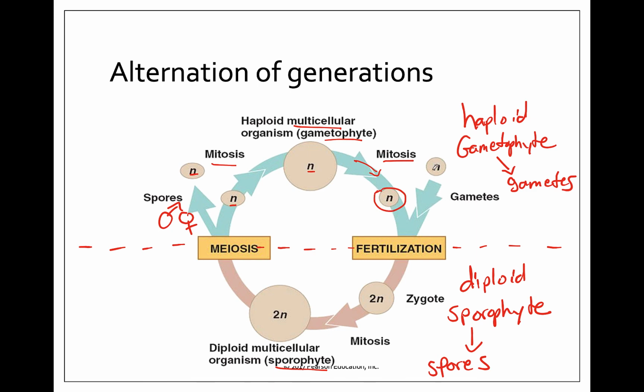In order to make a new plant, to make the next generation, we need two gametes to come together in this process of fertilization. So fertilization is where these two haploid gametes are going to fuse to make a diploid zygote. Zygote is the very first cell of the next generation. So this would be the offspring.